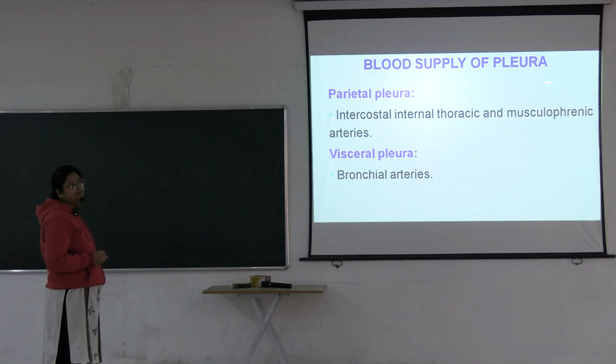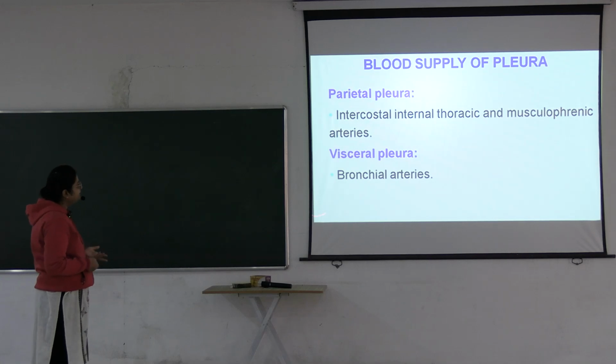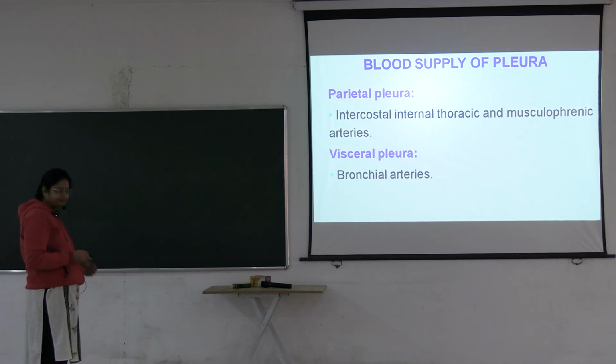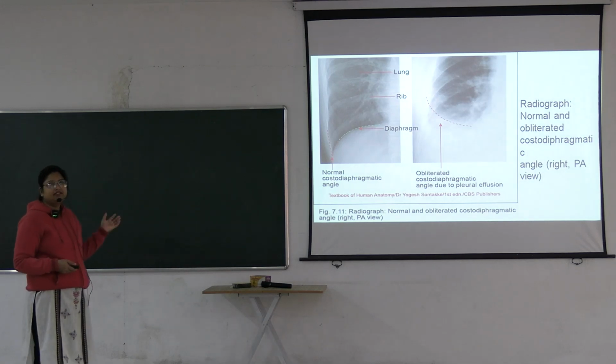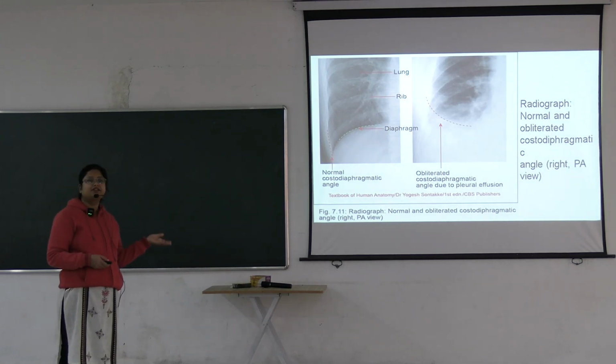Next we go to the blood supply of the pleura. Parietal pleura is supplied by the intercostal, internal thoracic and musculophrenic arteries, and visceral pleura is supplied by the bronchial arteries. So, this is the arterial supply of the pleura, and the veins will correspond with the arteries, so they have the same name.